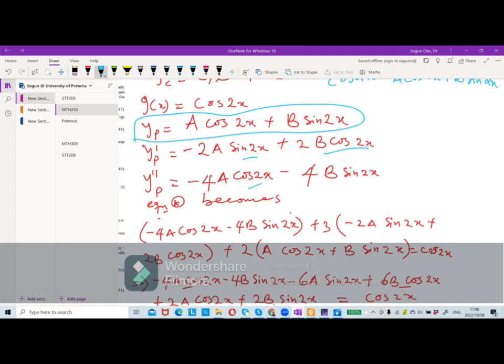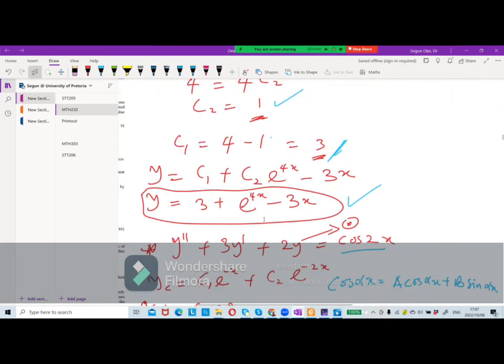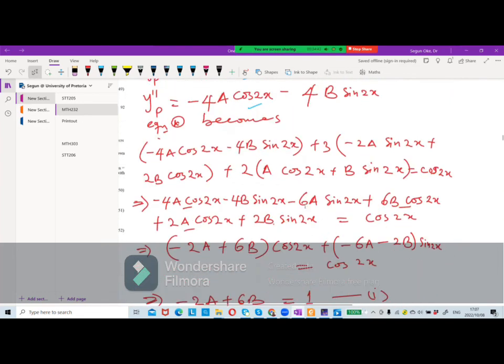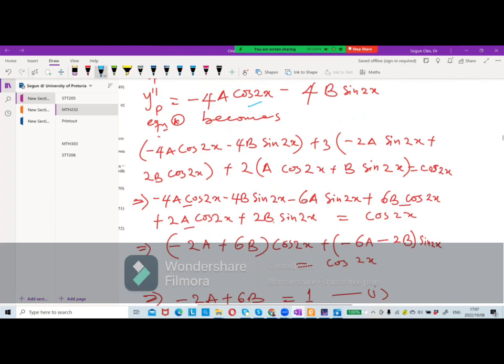And when you differentiate this a second time, you have sine 2x, which is now negative. Cos to sine will be negative sine, so we have negative. So substitute them into the original equation, which is equation star. When you substitute into equation star, we have this: this is y prime prime, and this is 3y prime, and this is 2y. And we have our g of x here.